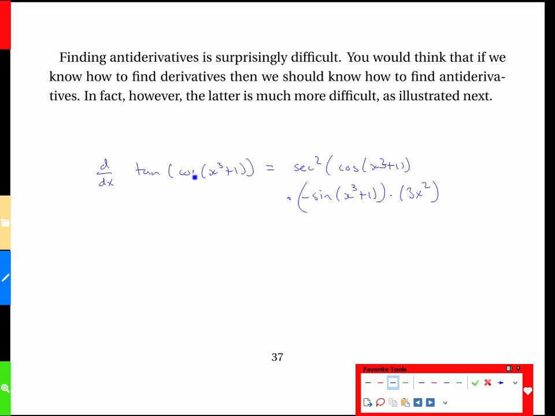And with the combination of those rules and the rules for products and quotients, there is literally nothing you cannot differentiate. Okay, maybe easy is not the right word, but it's always doable. So derivatives are always doable.